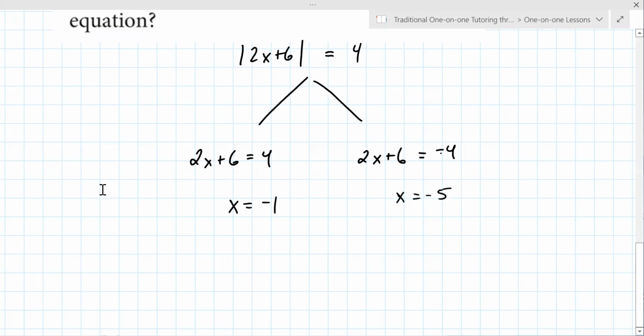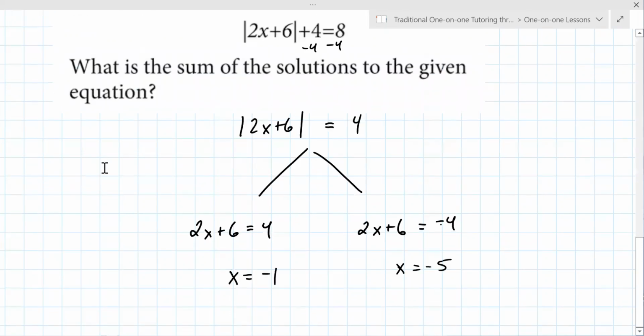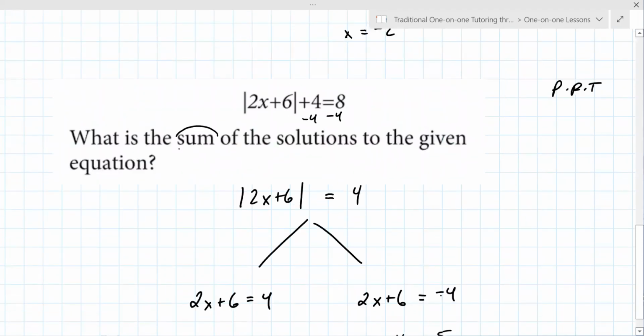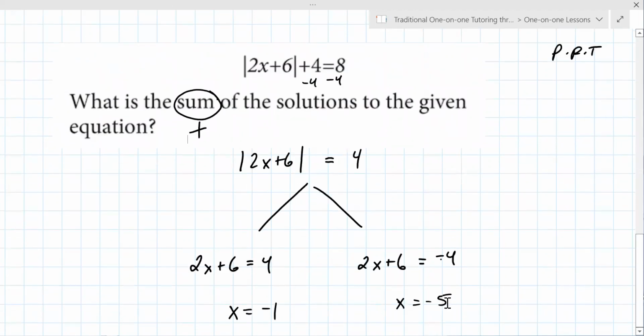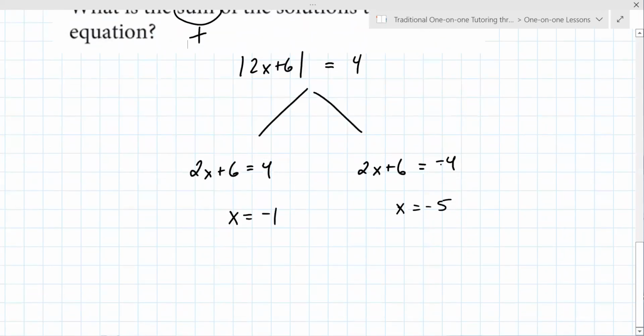Okay. Now this one, let's go back and look at what it asks for. What is the sum of the solutions? What math operation is sum referred to? Do you know? Adding them up. So if I said you got to add these up, what would you tell me is the final answer? -6. Perfect.